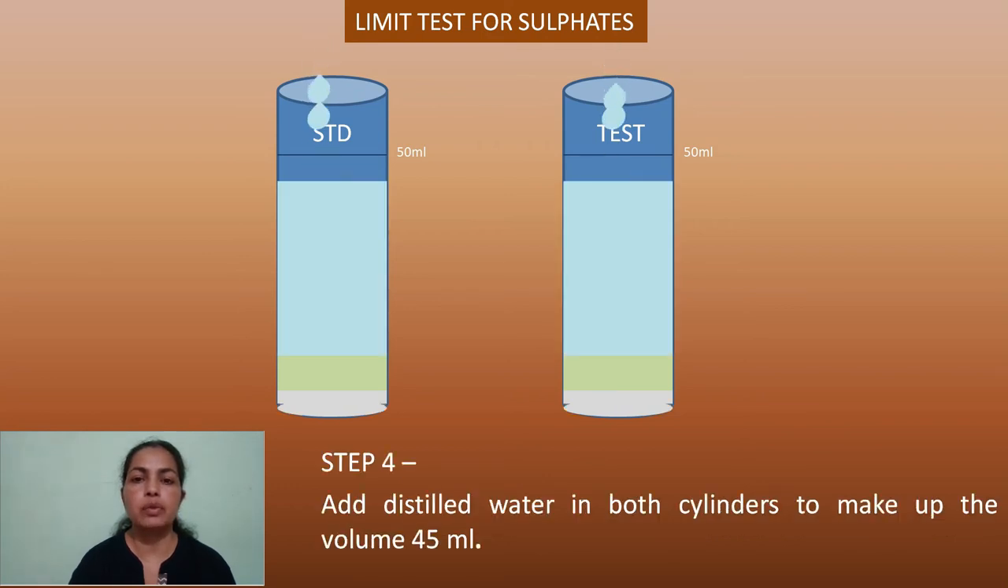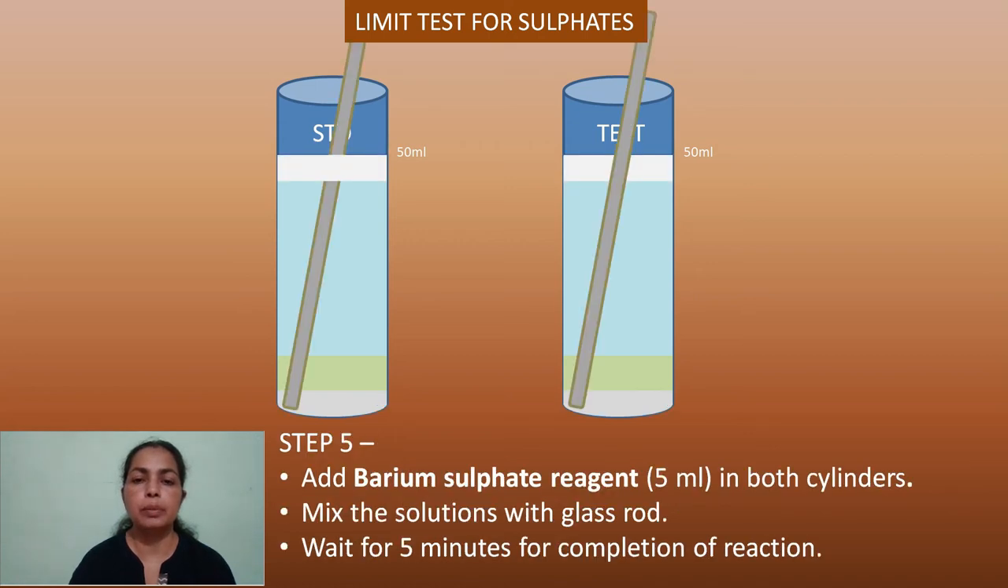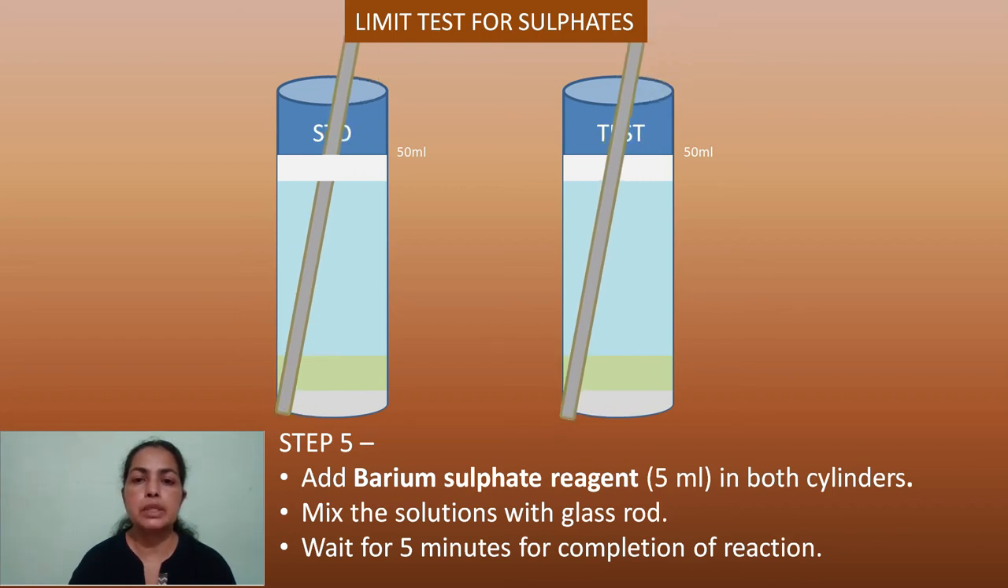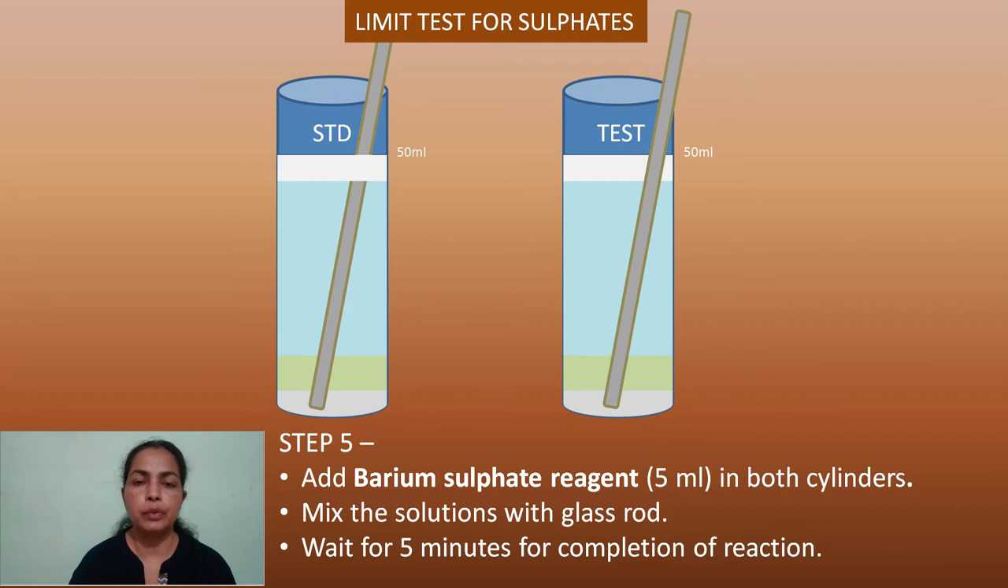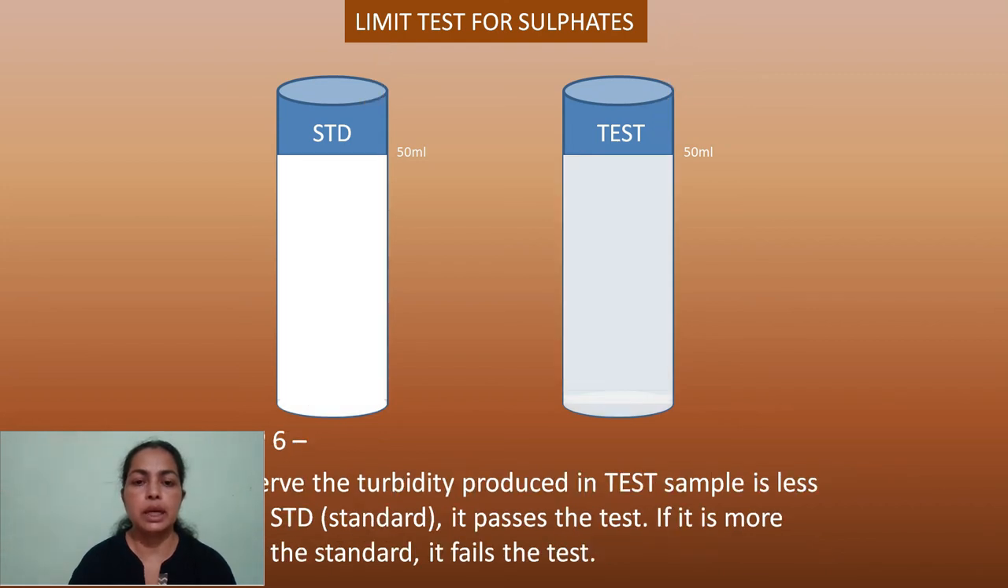In step 4, we will add distilled water in both the cylinders and make up the volume to approximately 45 ml. Then in step 5, we will add 5 ml of barium sulfate reagent. Now the volume is up to the 50 ml mark in both the cylinders. Then we will mix the solutions with the help of a glass rod and wait for 5 minutes for the completion of the reaction. After 5 minutes, we will see the development of turbidity in the standard cylinder as well as in the test cylinder.